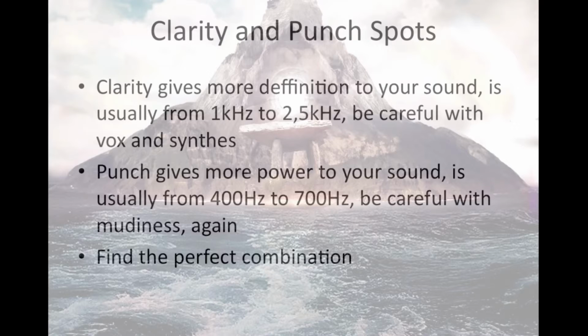These spots are linked together because if you have too much clarity, your track will sound too thin. But if you have too much punch, you will have a sound that sounds too muddy. So again, like with the low and the high shelf, you must find the perfect combination of the two. The punch frequencies are usually from 400 Hz to 700 Hz, and it gives more power and punch to your track, more impact to it. But if exaggerated, you can add muddiness to your track.